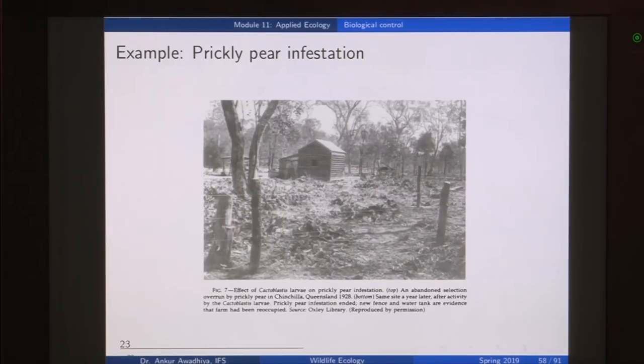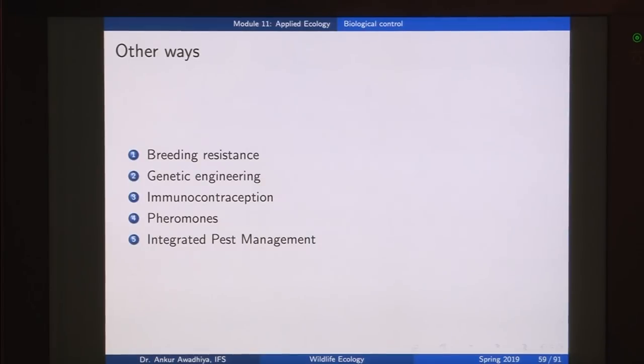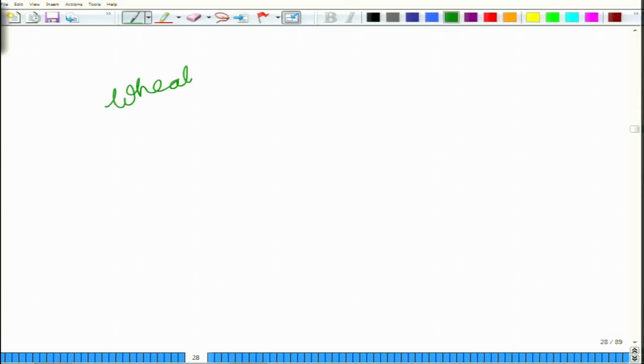Other ways of doing biological control include breeding for resistance. So for instance, if you have your crops such as the wheat crop, now wheat again, if we talk about it in evolutionary terms, every population will have some variations.